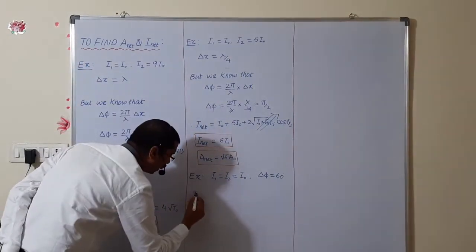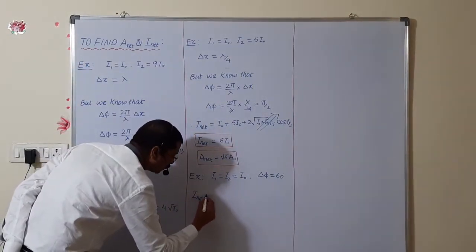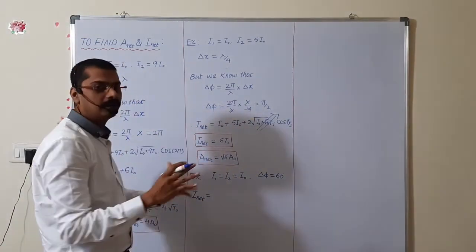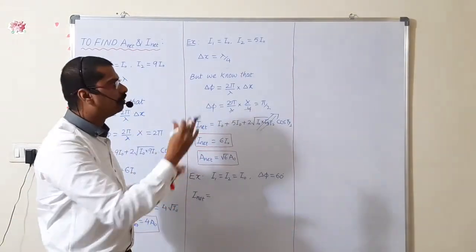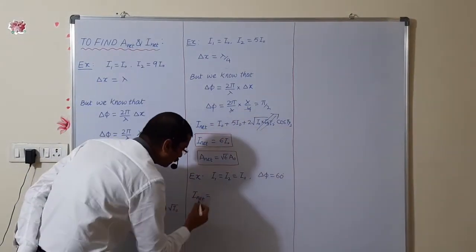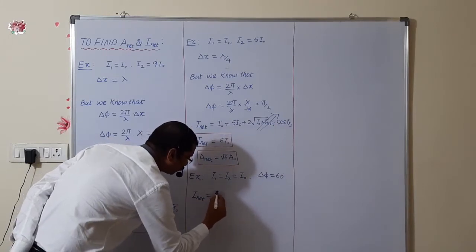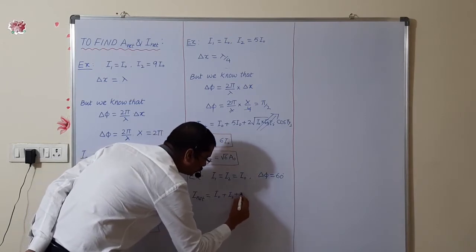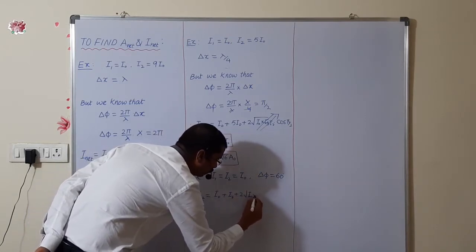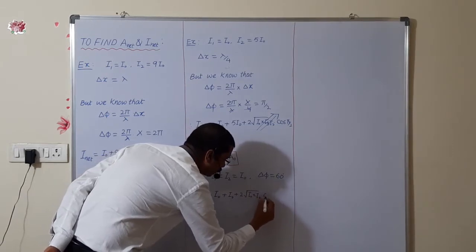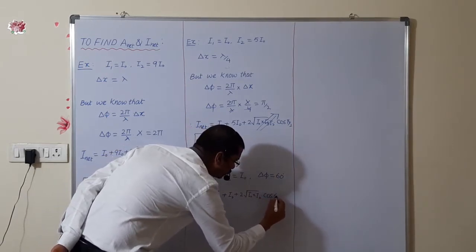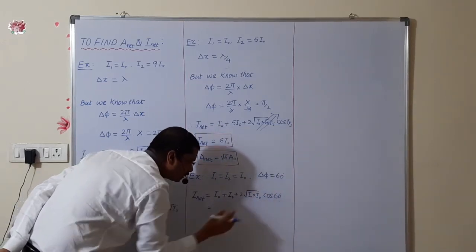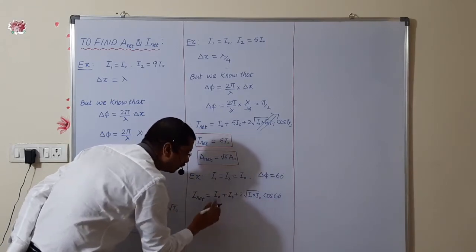How can we find I net? We have already discussed one solution; I will explain two ways, and you go for whichever is better. Here I net is equal to, what is the formula? I1 plus I2 plus 2 under root I1 into I2 cos 60. Then 2 I naught will come, cos 60 is 1 by 2, and the 2 will cancel.